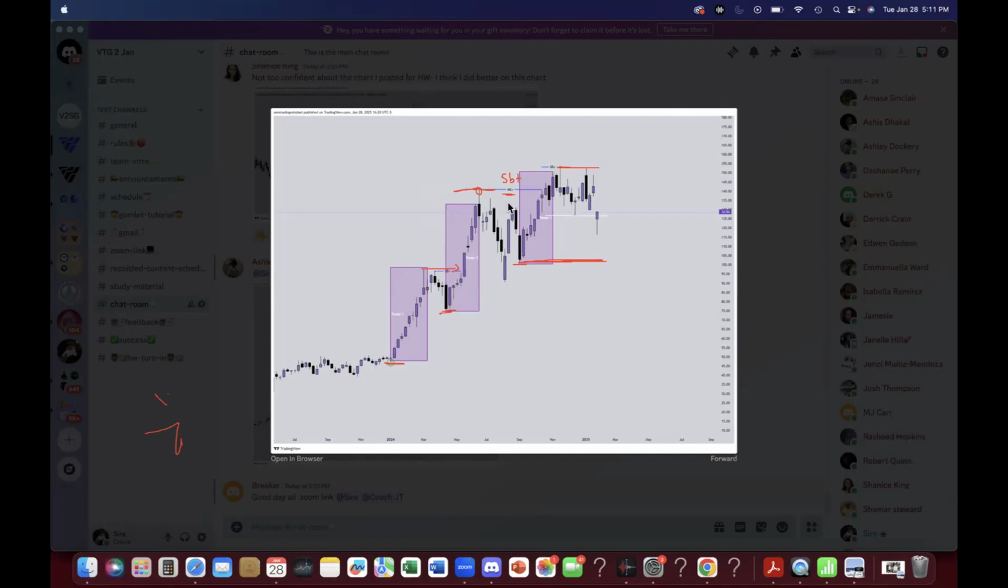The range start at the black one or the black one at the end. So the last range starts from this black candle all the way up to this purple candle. So that's the lowest point before we got that huge push.